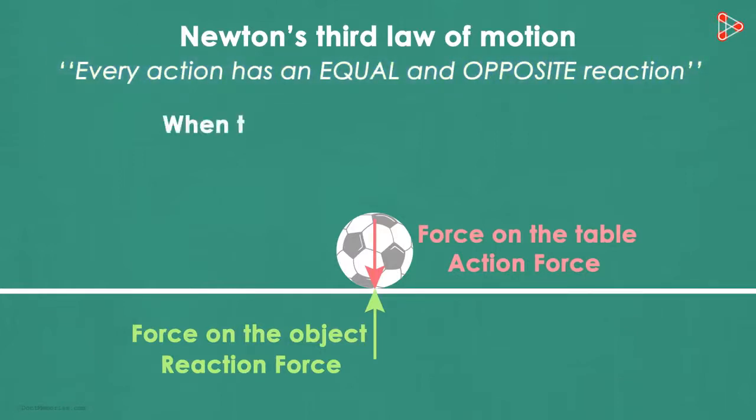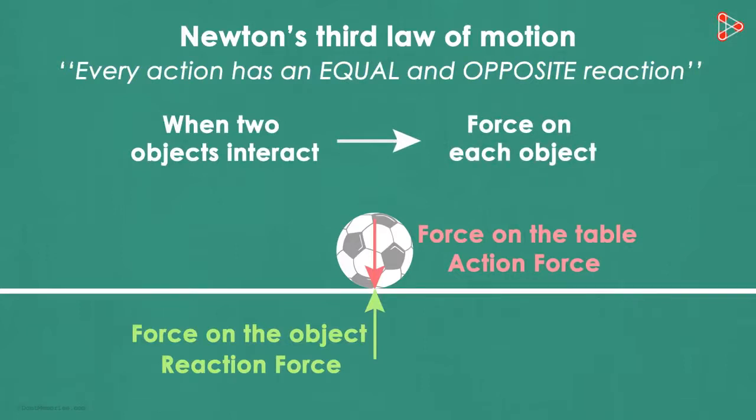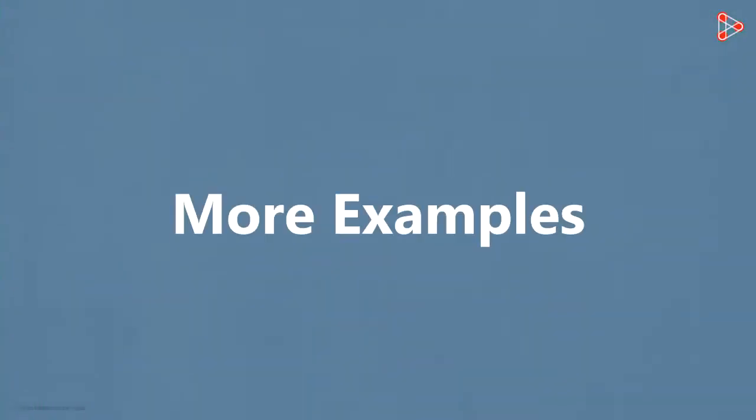It means that when two objects interact, there is a force on each object. The magnitude of force on the first object equals the magnitude of force on the second one. And what about the direction? The direction of force on the first object is opposite to the direction of force on the second one. Let's talk about more examples.